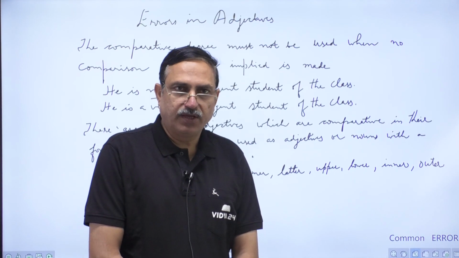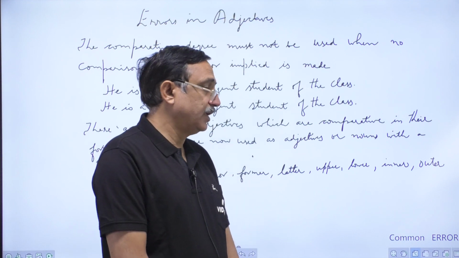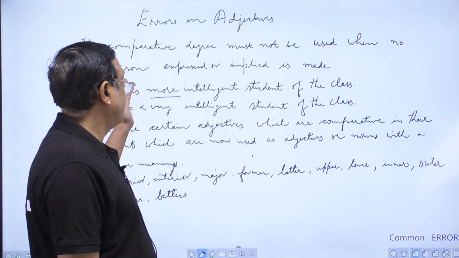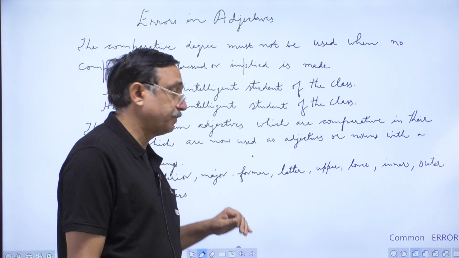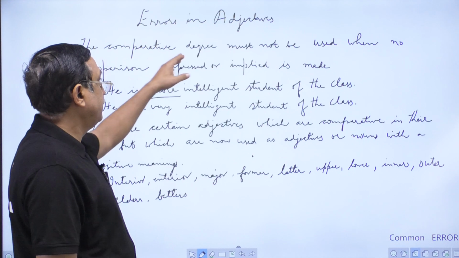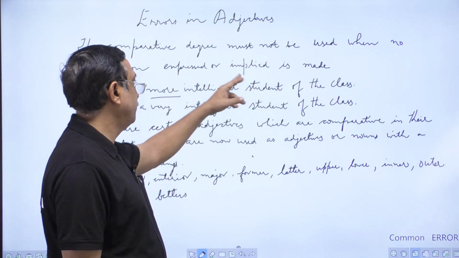Good morning, students. Today we are going to discuss errors in adjectives. These are the often asked errors. So let us take the first error. The comparative degree must not be used when no comparison, express or implied, is made.